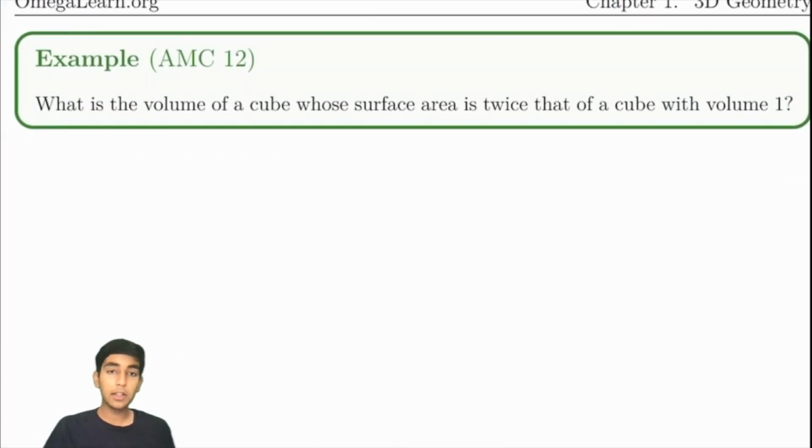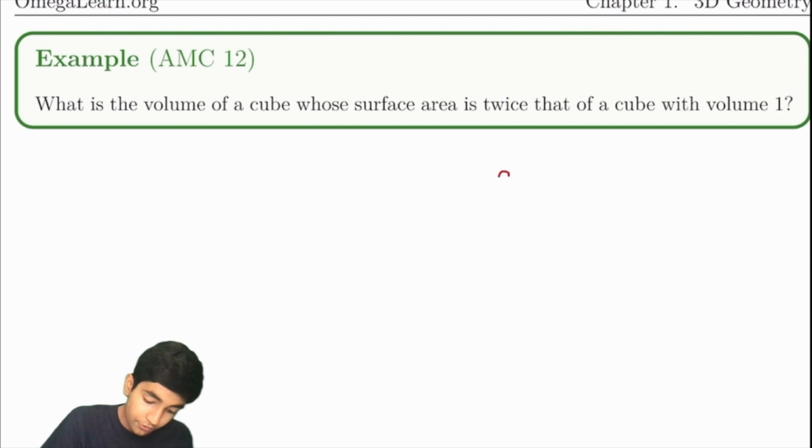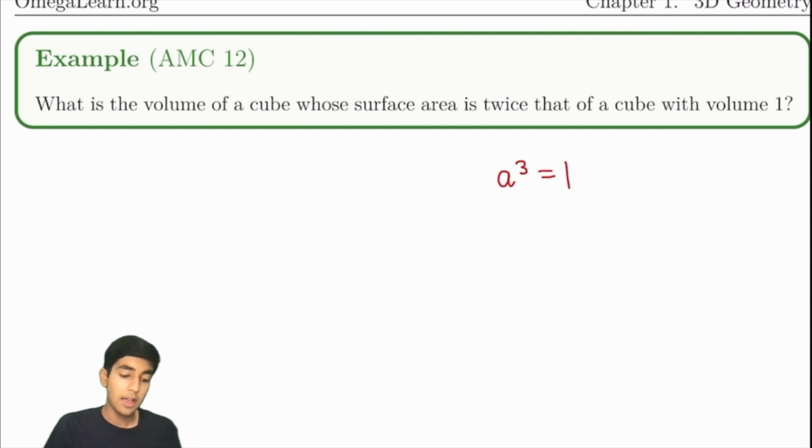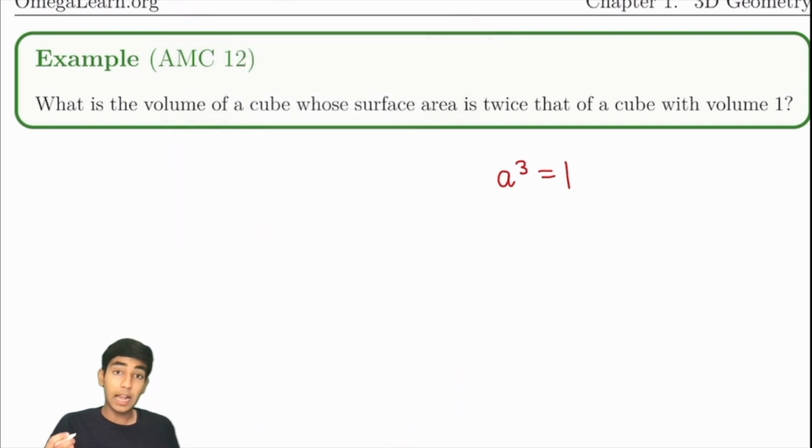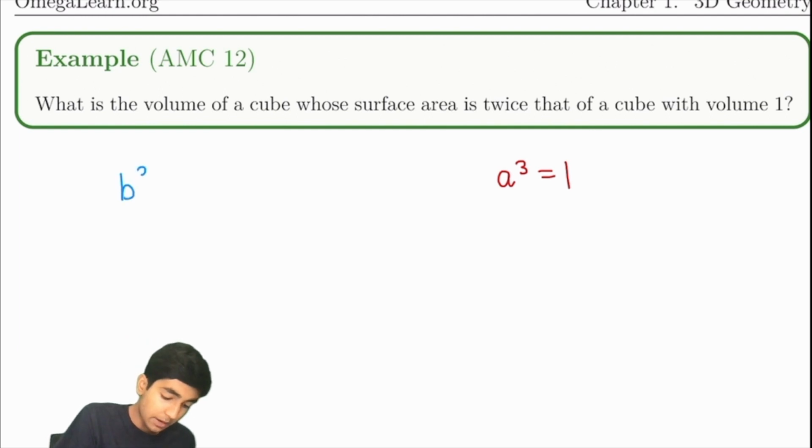Now let's try a simple example to review everything. What is the volume of a cube whose surface area is twice that of a cube with volume 1? So let's say we have two cubes. Let's say the cube with volume 1 has side length A, so A cubed equals 1. And let's say the cube we're trying to find the volume of has side length B. So we're asked to find B cubed.